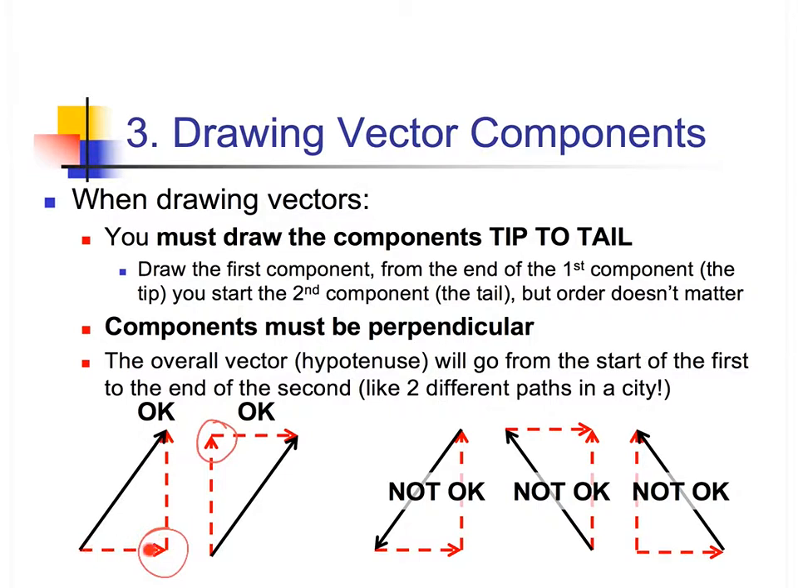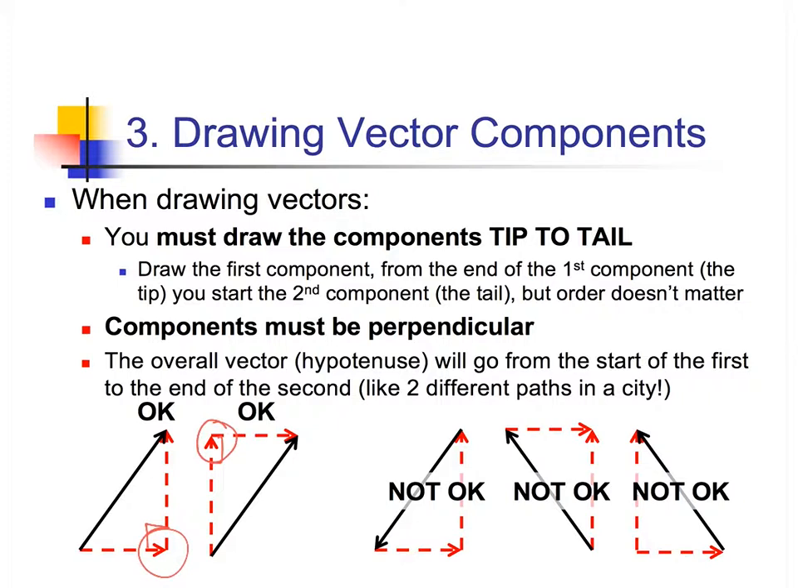So we draw a horizontal one, and from the end of our horizontal one, we draw our vertical one. Or we draw our vertical one, and from the end of our vertical one, we draw our horizontal one. They always line up tip to tail. So that's one thing we want to keep in mind. Second, we always want to make sure that these components are perpendicular. We're always breaking it into horizontal and vertical, so our two components should always be perpendicular.